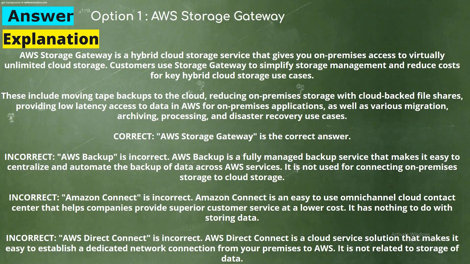Incorrect. AWS Backup is incorrect. AWS Backup is a fully managed backup service that makes it easy to centralize and automate the backup of data across AWS services. It is not used for connecting on-premises storage to cloud storage. Incorrect. Amazon Connect is incorrect. Amazon Connect is an easy-to-use omni-channel cloud contact center that helps companies provide superior customer service at a lower cost. It has nothing to do with storing data. Incorrect. AWS Direct Connect is incorrect. AWS Direct Connect is a cloud service solution that makes it easy to establish a dedicated network connection from your premises to AWS. It is not related to storage of data.